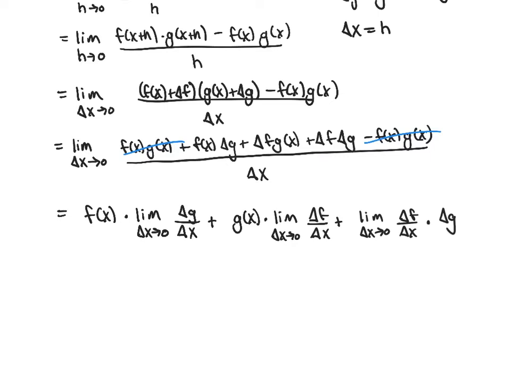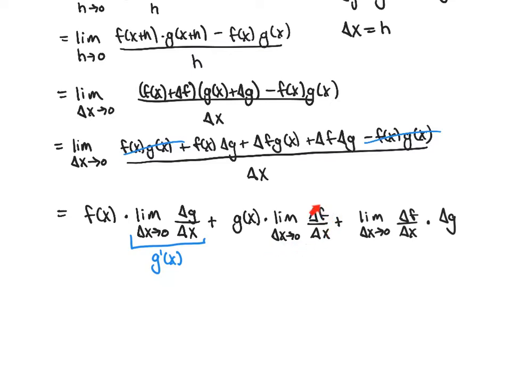If you recognize from the previous page, some of these are actually derivatives. This expression here, limit as delta x goes to 0, delta g over delta x, that's the change in g over the change in x as the change in x goes to 0. That is our expression for g prime of x.